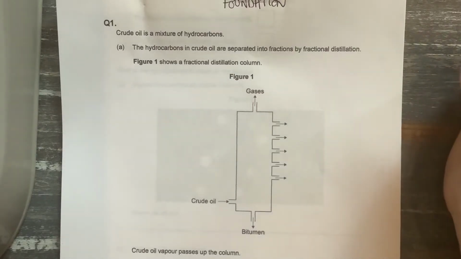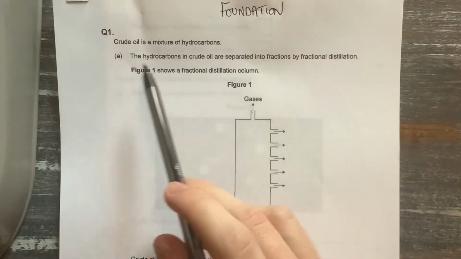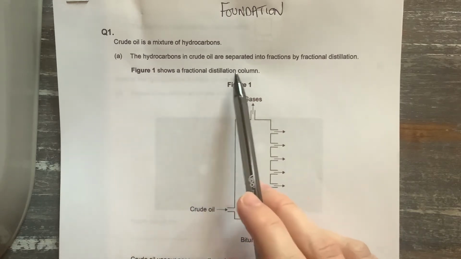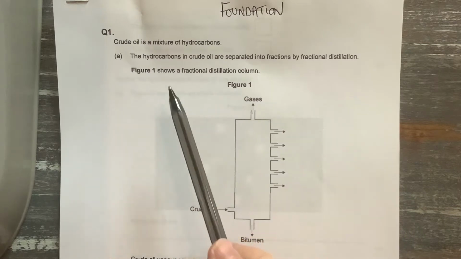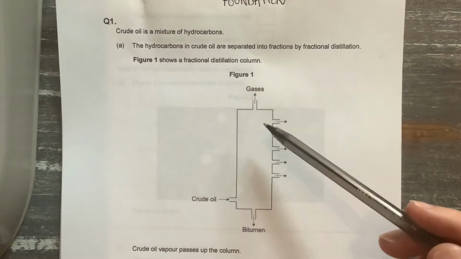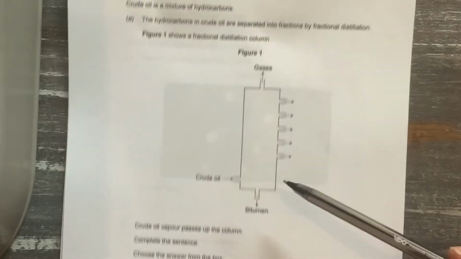These are the answers to the crude oil exam questions for the foundation tier. So crude oil is a mixture of hydrocarbons. The hydrocarbons in crude oil are separated into fractions by something called fractional distillation. Figure 1 shows a fractional distillation column, okay? Crude oil going in, being heated up, and then obviously the gas is coming out as liquids here.